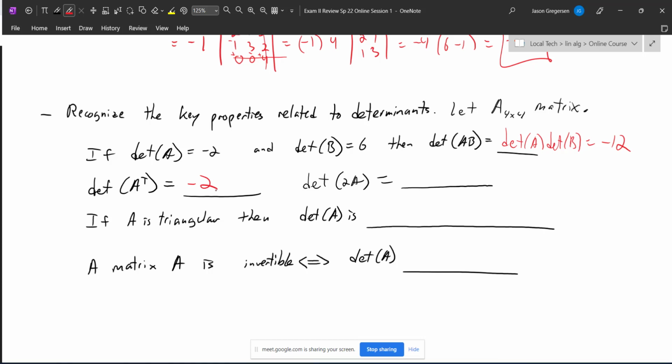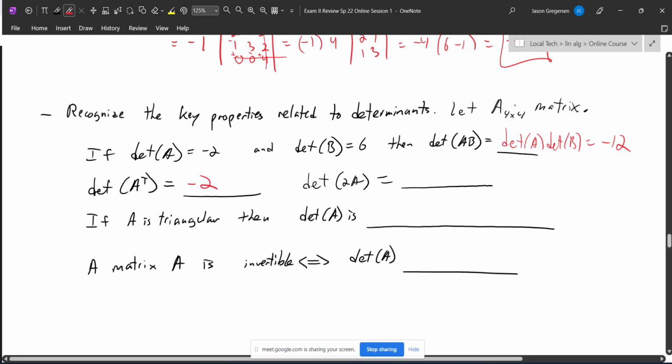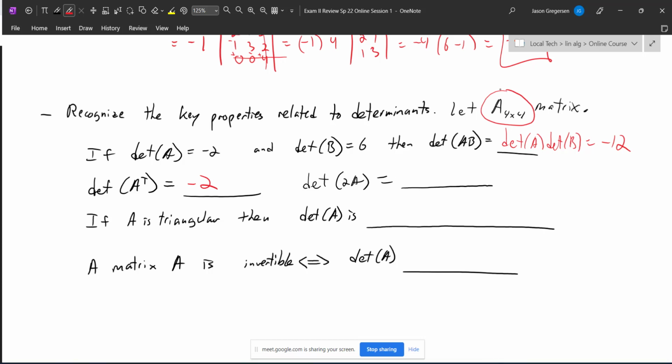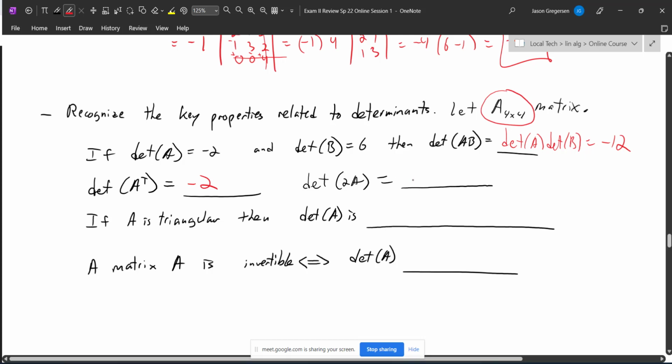Now, the determinant of 2A can be a little bit tricky. In this case, we have a 4 by 4 matrix. If I multiplied one row of the matrix A by 2, I would have to double the associated determinant. But when I take 2 times the entire matrix A, I am multiplying all 4 of those rows by 2. So that means my answer here should be 2 to the 4th power times the determinant of A. So in this case, my answer would be negative 32. 2, 4, 8, 16, yep, 32.